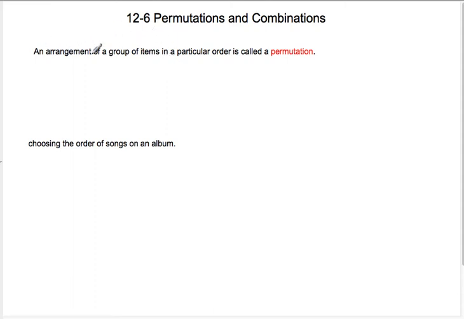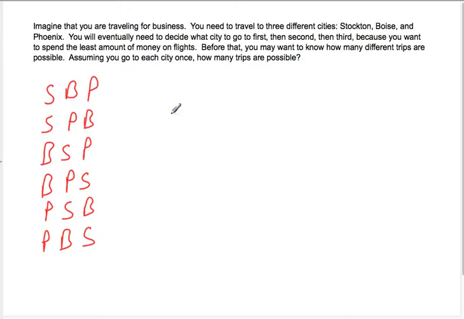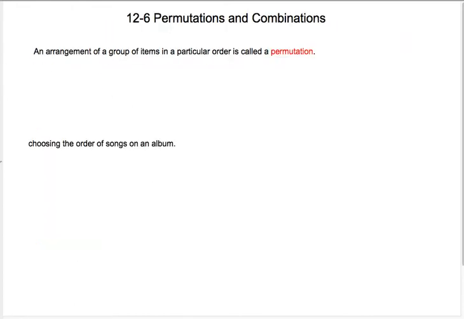An arrangement of a group of items in a particular order is called a permutation. In the case of the problem we just worked on, the items that we're ordering are cities, and each of these lines is a permutation. So we have 1, 2, 3, 4, 5, 6 permutations of the different trips we could go on.